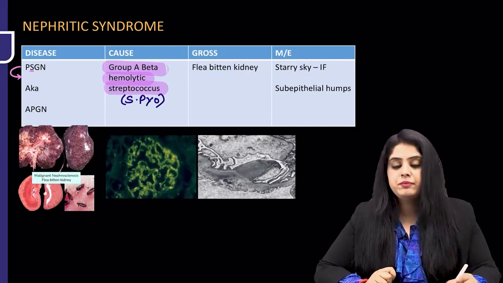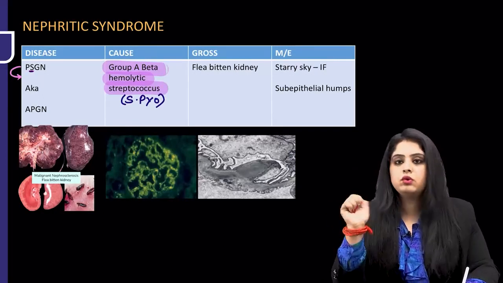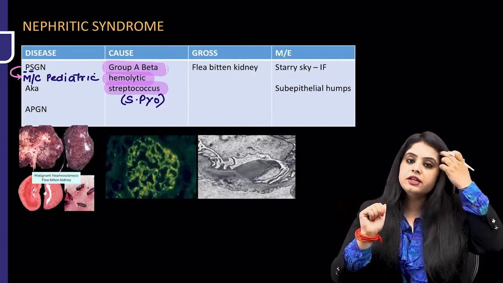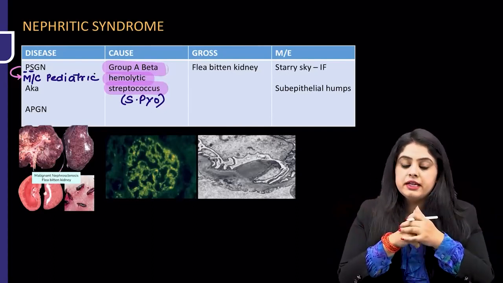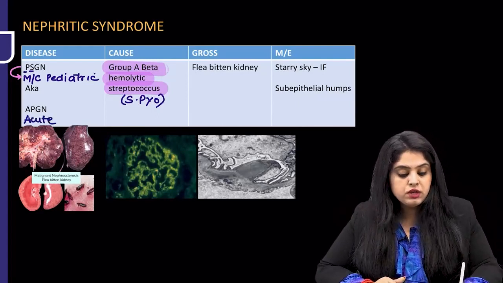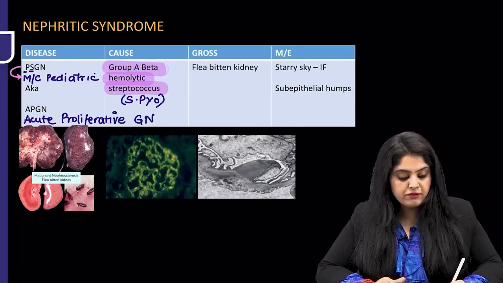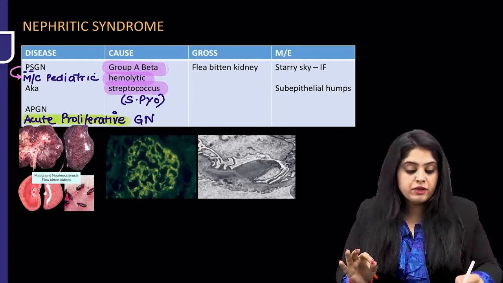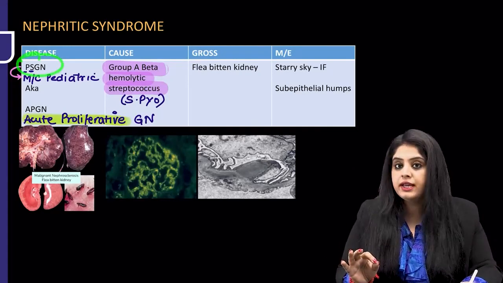So post-streptococcal, I have learned streptococcus. P, I have learned, for pediatric. This is the most common nephritic syndrome that you see in the pediatric age group. You know, there's another name. It is also known as acute proliferative glomerulonephritis, because they will ask you which glomerulonephritis shows a lot of proliferation. So acute proliferative glomerulonephritis is PSGN.